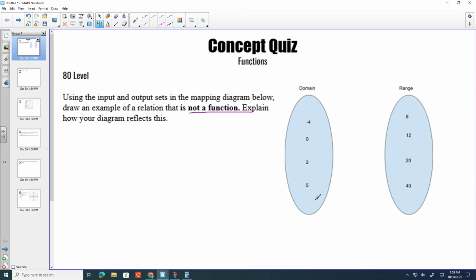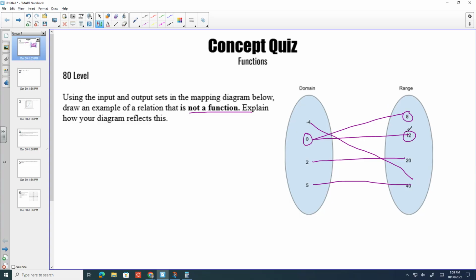So as long as any one of these, like say maybe 0, had a pairing line to 8, but also 12, and then everything else could literally do whatever you want. 4 can go to 40, 5 can also go to 40. That would not be a function because 0 as an input goes to 2 different outputs, and a function can't do that. So as long as you had something in your diagram that represented an output from the domain going to multiple elements of the range, then you would have credit for this 80 level question.